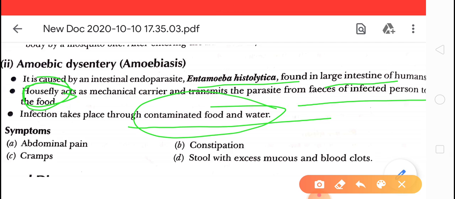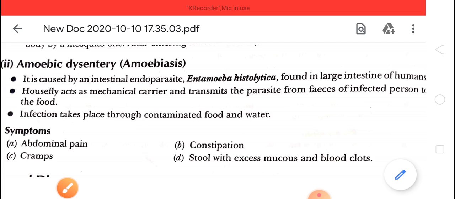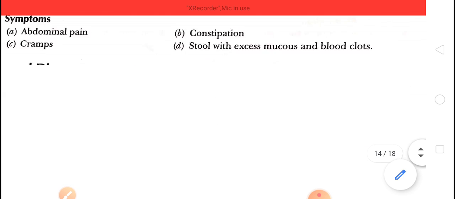Very simple symptoms are written there. Those persons who have amoebiasis suffer from abdominal pain, constipation, cramps, and also they have stool with excess mucus and blood clots, and bleeding occurs with stools. So this is about amoebiasis, which is caused by Entamoeba histolytica.